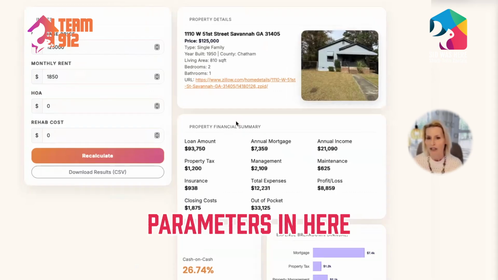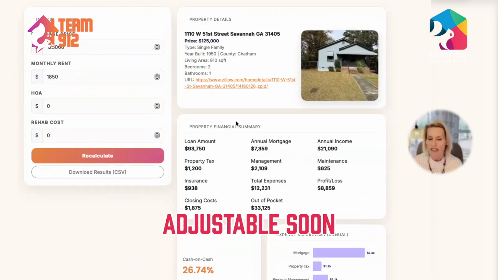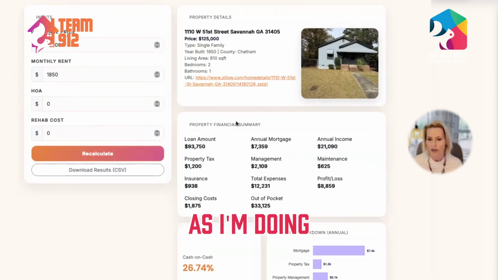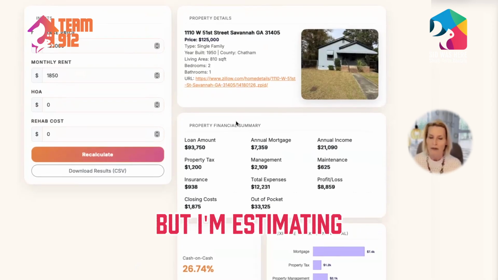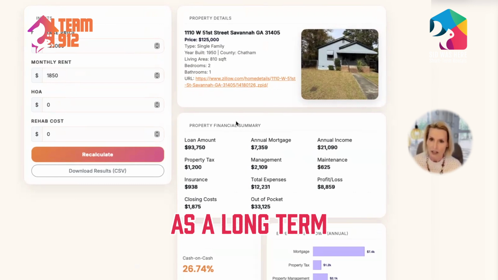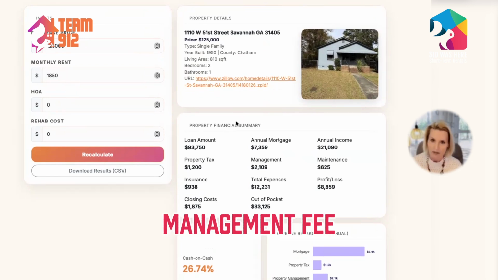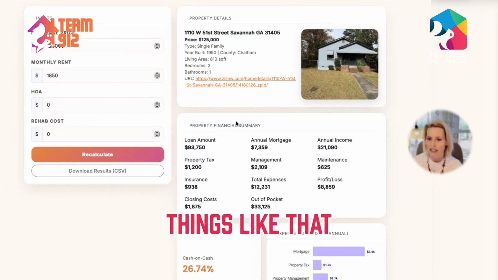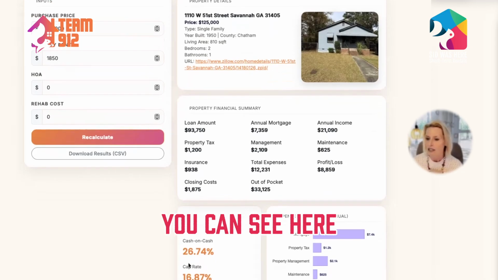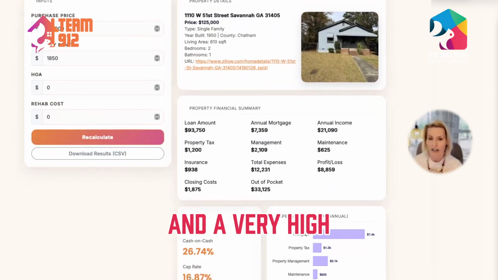And I have parameters in here that will be adjustable soon. They're not adjustable as I'm doing this video, but I'm estimating 95% occupancy as a long-term rental, 10% management fee, and then putting some money aside for taxes and insurance, things like that. So you can see here I have a cash on cash of 26.74 and a very high cap rate, 16%. That's really great.